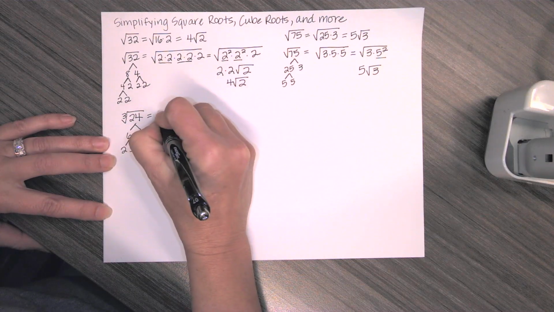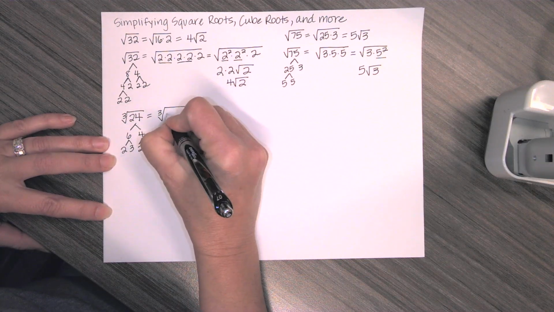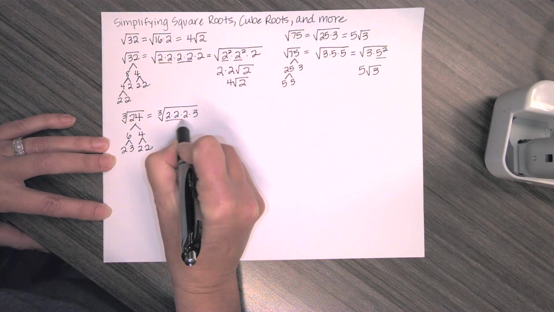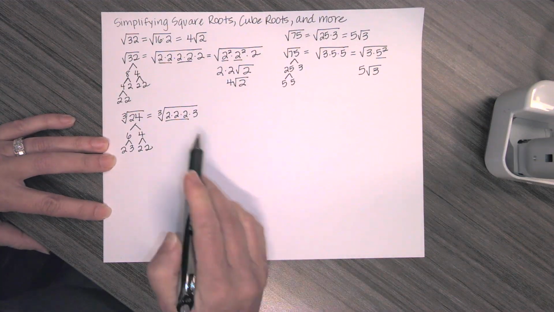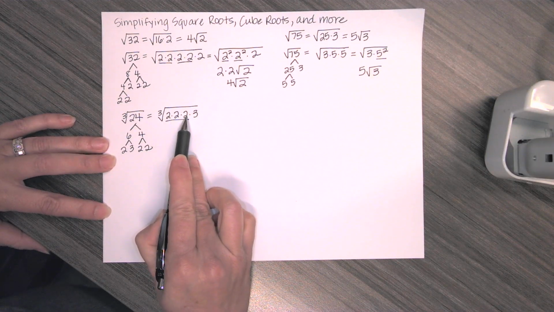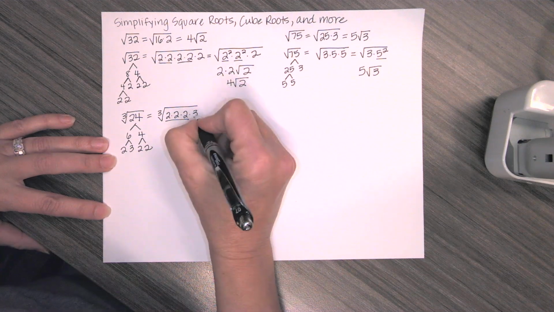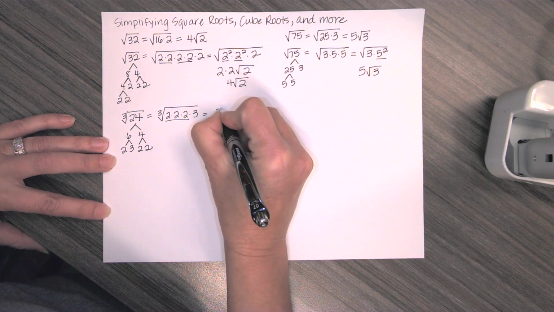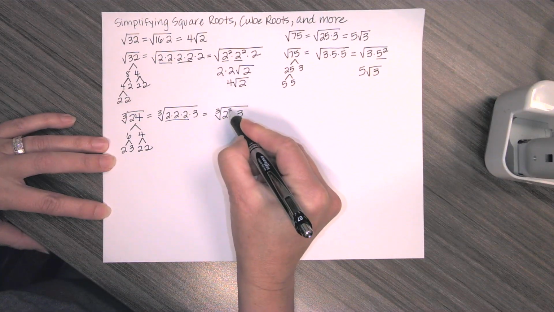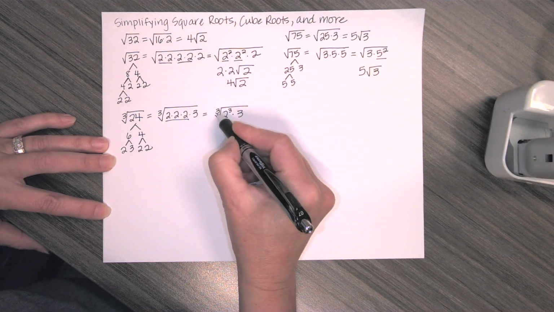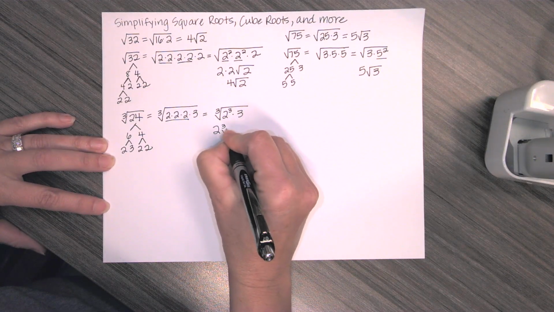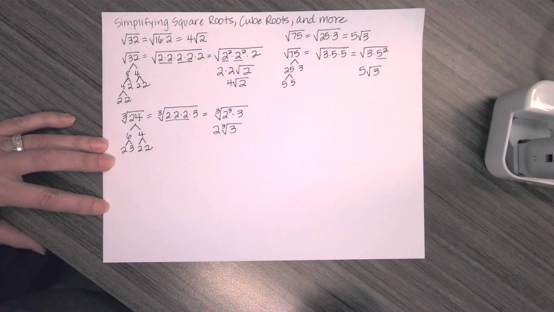And you see that we end up with 2 times 2 times 2 times 3. Because we have a group of 3 2's, that indicates that we've got a perfect cube under there. 2 times 2 times 2 is 8, and 8 is a perfect cube. So we can think of it like this. A cube root and a cubed cancel out. The cube root of 2 cubed is 2, so that comes to the outside, and we will have a 3 left under the cube root.